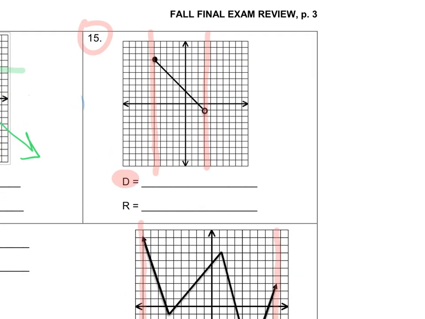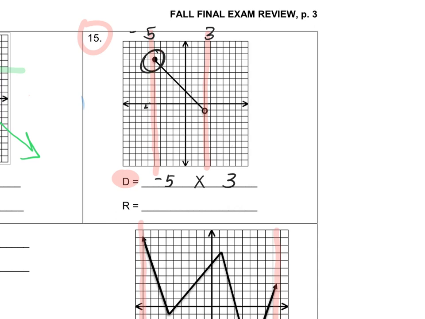Looking at 15. Now this one has 2 endpoints. So I'm going to start by finding what those x values are. 1, 2, 3, 4, 5. That's 5. And then 1, 2, 3, that's 3. So I know that all my x values are between negative 5 and 3. So that means it's negative 5, I've got an x, and it's a 3. Whenever you're setting up these inequalities, you're going to want to put the lower number on the left and the higher number on the right.